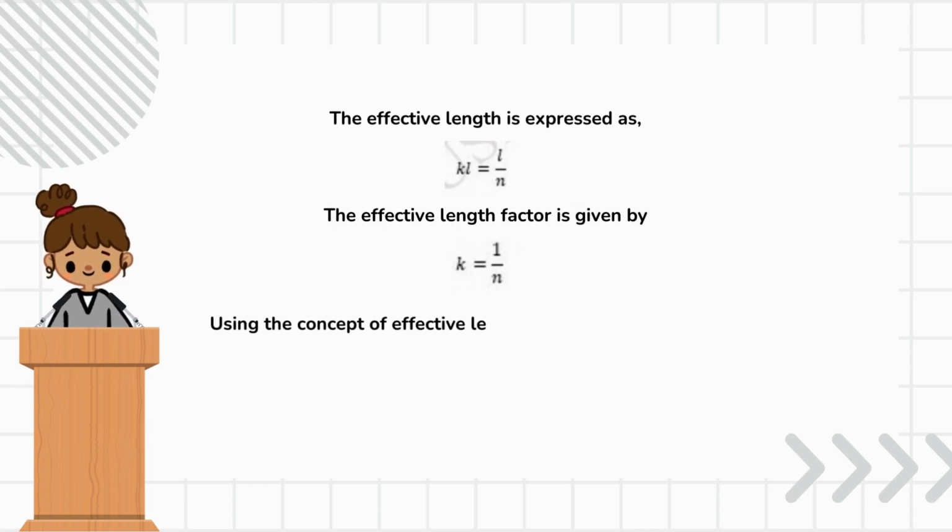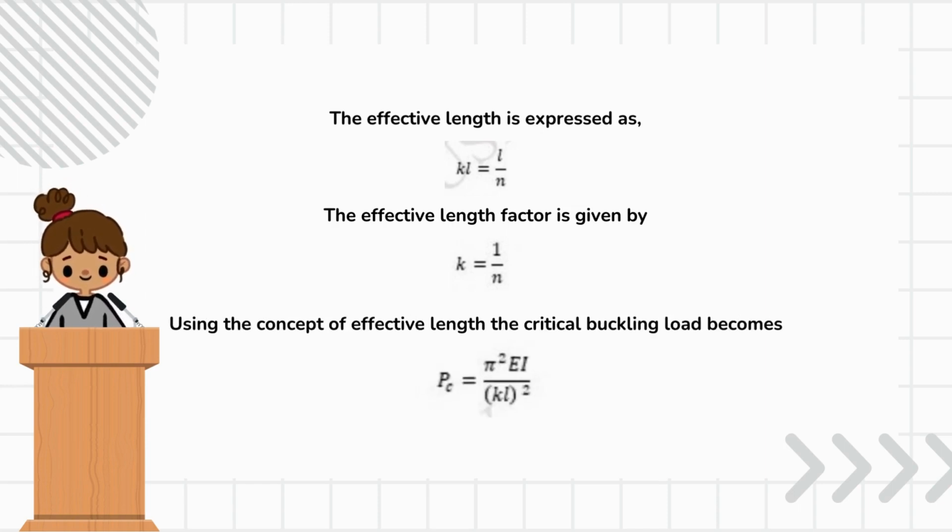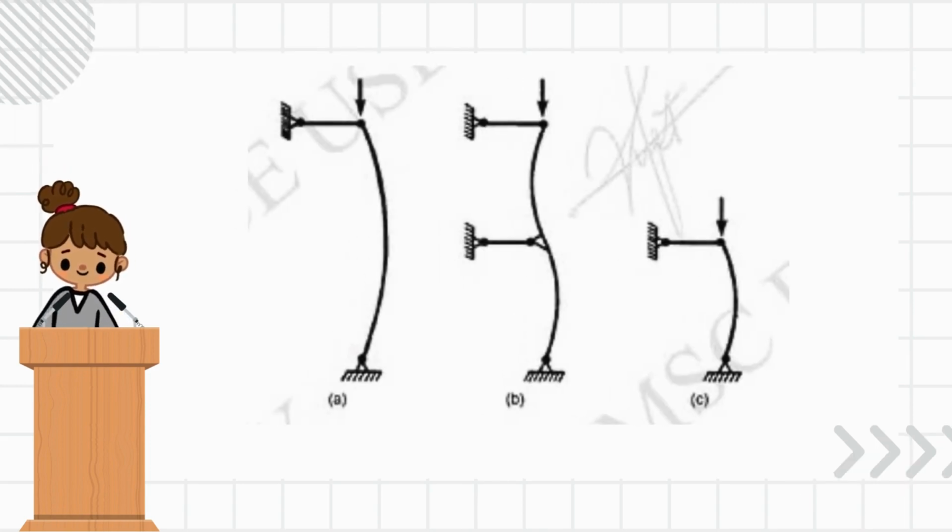Using the concept of effective length, the critical buckling load becomes P sub c is equal to pi squared times EI all over (KL) squared. Look at the figure on the screen. The effective length of the column in figure B is the same as that of the column in figure C.